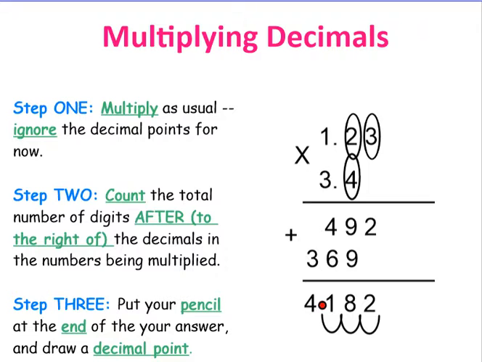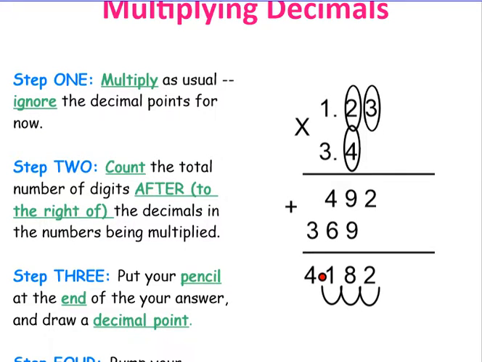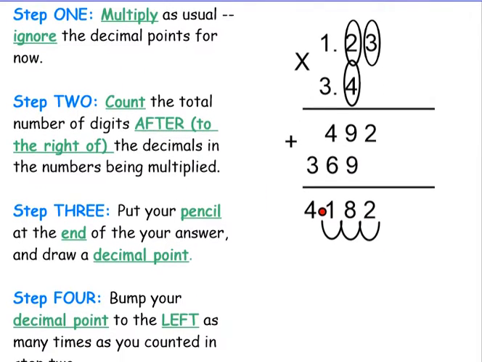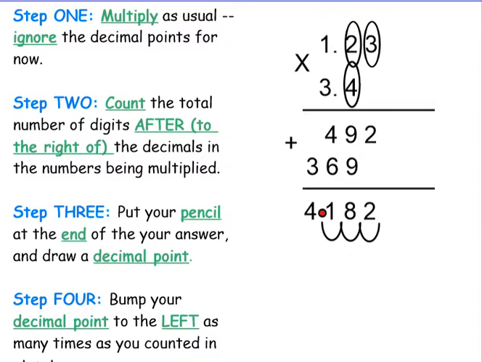So step one. You'll see here I'm going to have the steps on the side and then an example problem on the side as well. And I've really tried to break this down as much as I possibly can for you. So step one, we are going to multiply as usual and ignore the decimal points. So here I have 1.23 times 3.4.